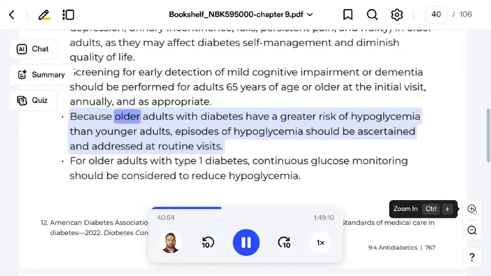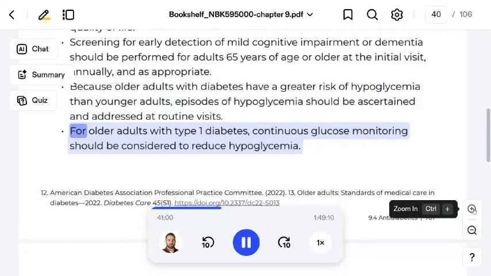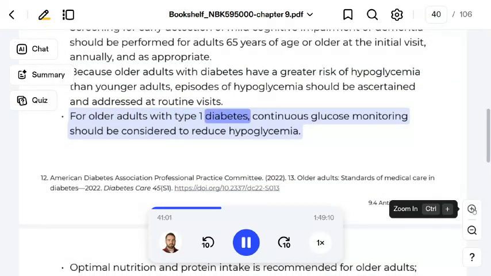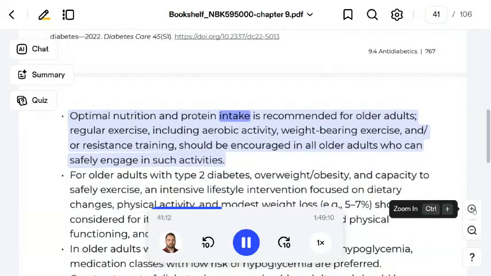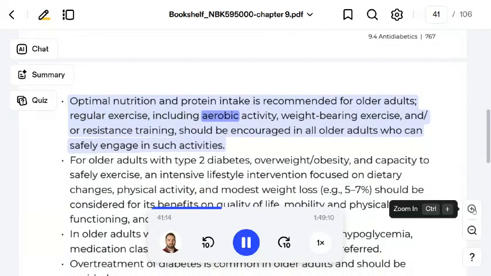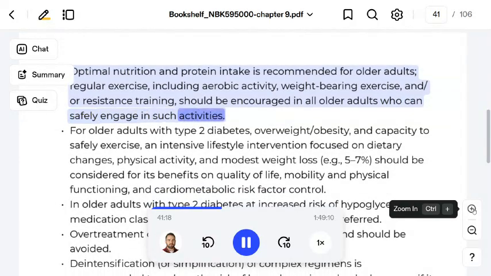Because older adults with diabetes have a greater risk of hypoglycemia than younger adults, episodes of hypoglycemia should be ascertained and addressed at routine visits. For older adults with type 1 diabetes, continuous glucose monitoring should be considered to reduce hypoglycemia. Optimal nutrition and protein intake is recommended for older adults. Regular exercise, including aerobic activity, weight-bearing exercise, and/or resistance training, should be encouraged in all older adults who can safely engage in such activities.